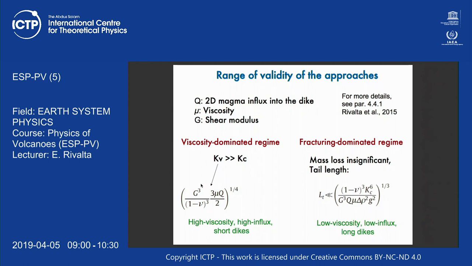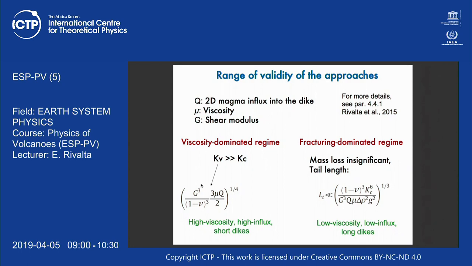So if viscosity is high, and you have a high inflow from the magma source from below, then you are likely to be in this regime where you can only consider viscosity. If, on the other hand, viscosity is very low and you have not much influx, then maybe you can consider the other one. But again, you also need to consider that you don't lose so much mass. And basically, again, low viscosity and low influx is going to be what helps you.